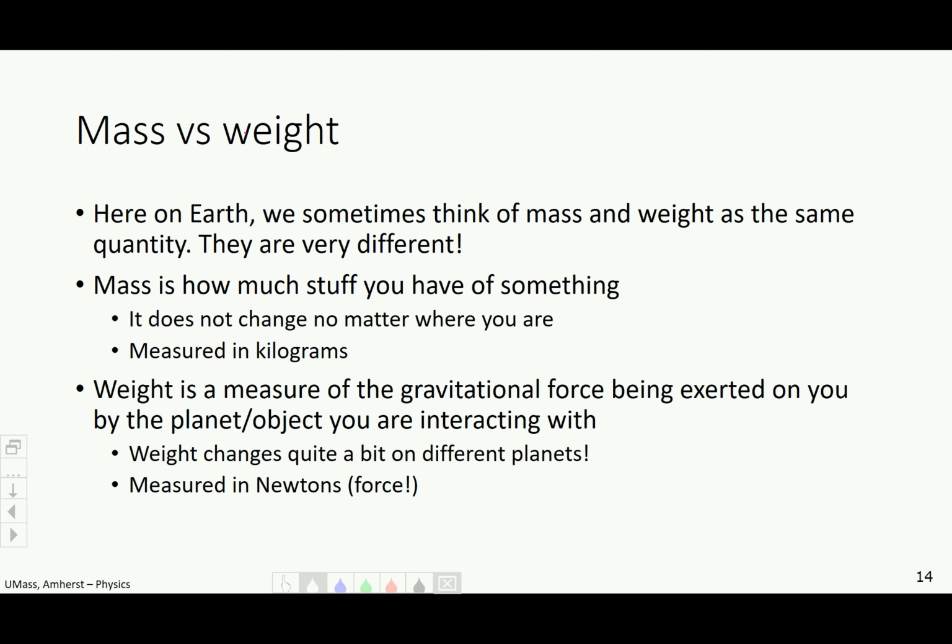Weight, however, is a measure of the gravitational force being exerted, and that changes. If you are a 5 kilo mass on Earth, it's very different than being a 5 kilo mass on Jupiter, because the gravitational force from Earth and from Jupiter are very different. So weight can change quite a bit. Weight is measured in newtons. Mass is measured in kilos. Important distinction: mass and weight are not the same thing. Mass does not change. Weight does change because weight is a measure of gravity.